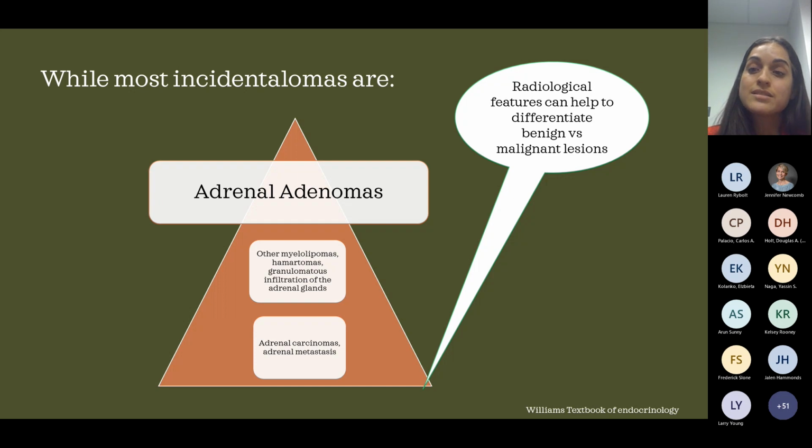Something that is important is that we need to have a good radiological evaluation, and I'm going to present what are the features for the benign versus the malignant lesions, but the radiological workup can help us at least to differentiate between a benign and malignant lesion.